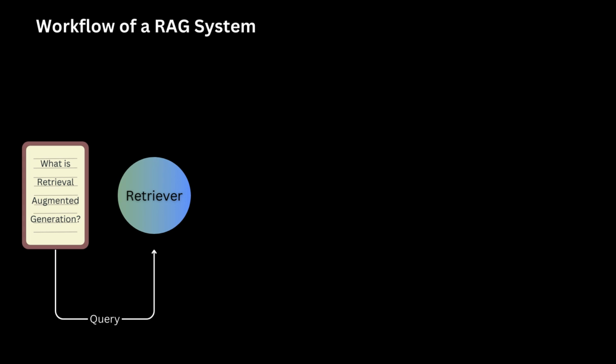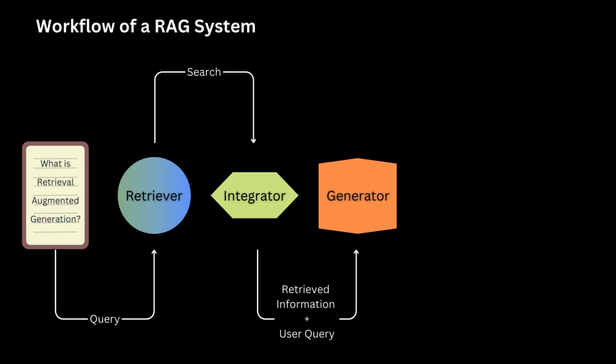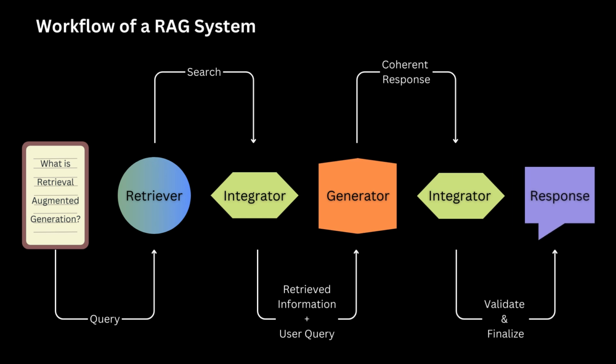When a user submits a query to a system, the retriever searches the corpus and retrieves documents relevant to the user query. Then the integrator combines the retrieved information with the user query. Then the generator produces a coherent response based on the integrated inputs. Once the response is produced, the integrator validates and finalizes the response. And finally, the system presents the final response to the user.